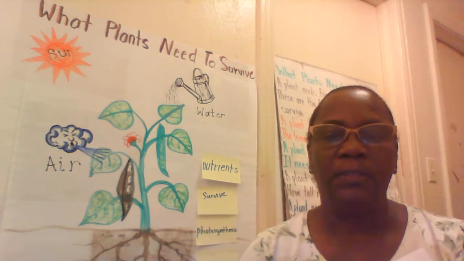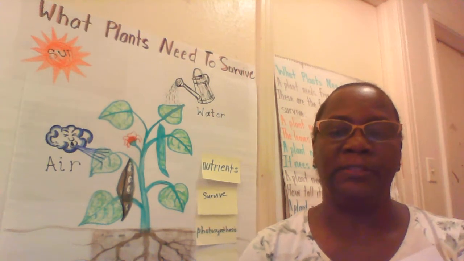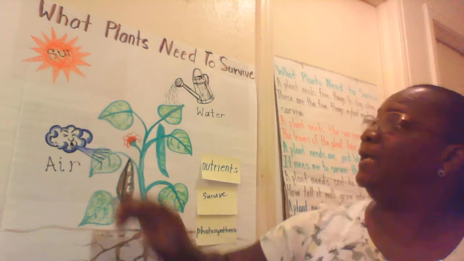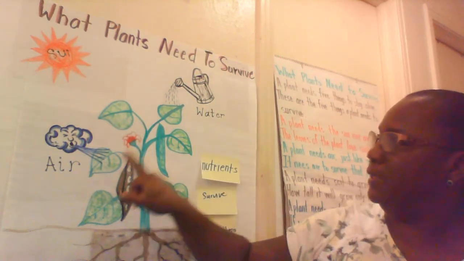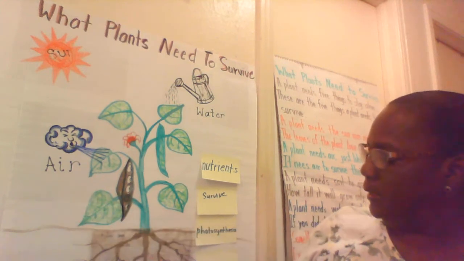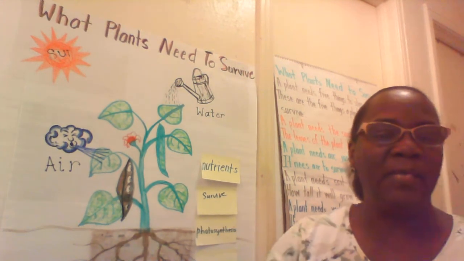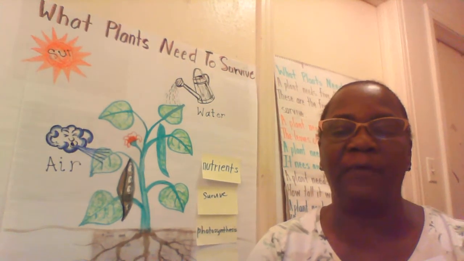Great. Now, here is what a plant needs in order to survive. In order to survive, a plant needs the sun, it needs water, it needs air, it needs soil, and it needs nutrients. Okay? So those are the things that a plant needs in order to survive.